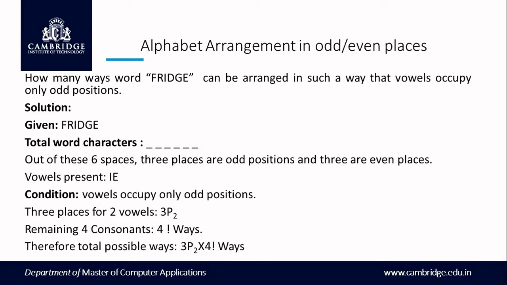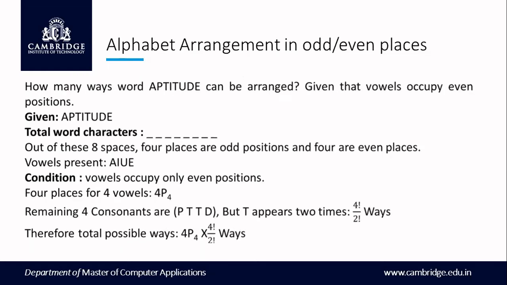Therefore, the possible way is 3P2. The remaining 4 consonants can be arranged in any places, so there are 4 factorial ways. Therefore, the total possible ways is 3P2 into 4 factorial. So this is the way you solve problems of arranging alphabets in either odd places or even places. Let us take one more example, but with a little difference.